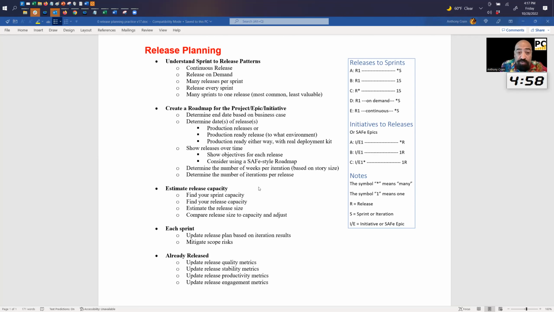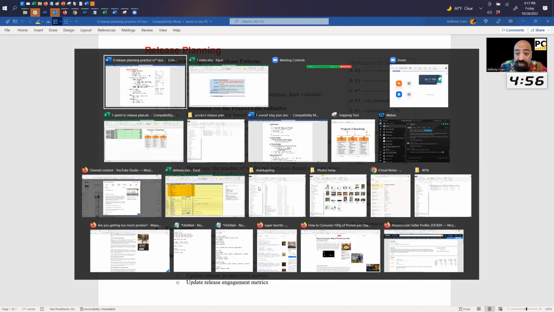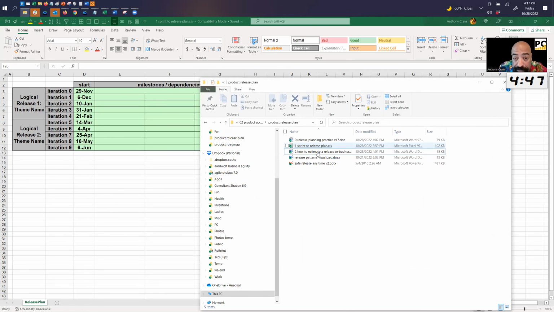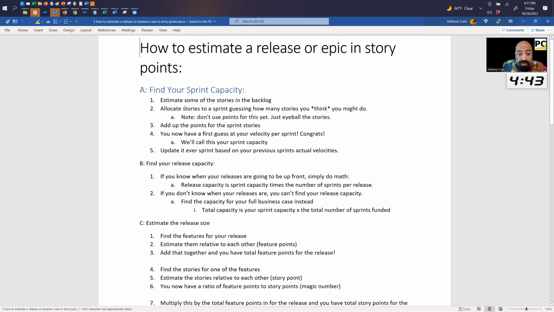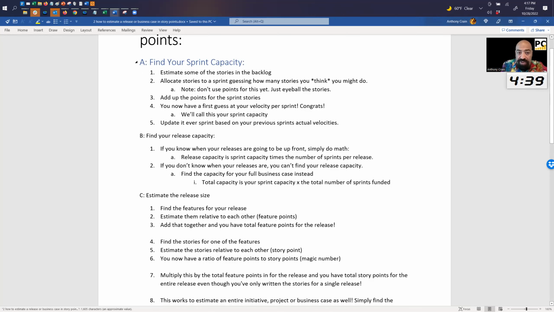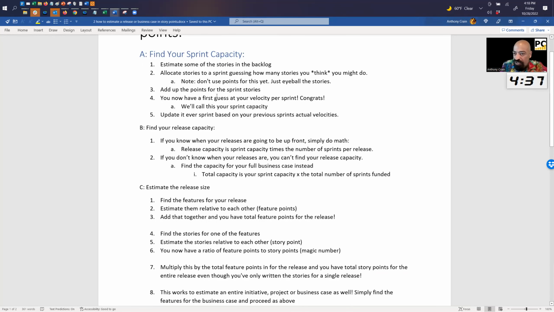So finding your sprint capacity. If I go to this document here, nope, wrong one. All right. So in here, right, we talk about, and you can take screenshots or pause or whatever, how do you find your sprint capacity? What I don't cover in this article is how do you come up with a proxy? And there's some really cool ways to do that.